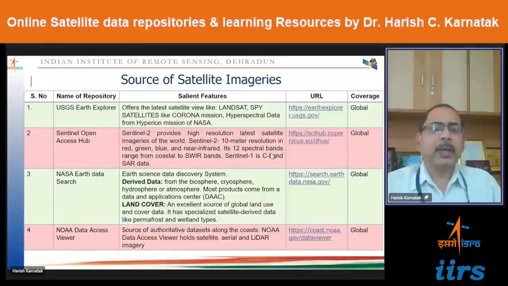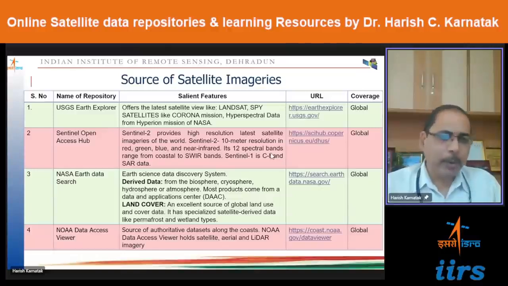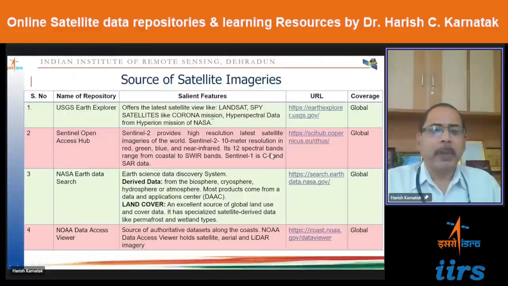In addition to that, we have the satellite data repositories globally. I have listed just a few of them here. I will not read them because I'm going to share this slide under the e-class portal, under the study material, so you can download it. But quickly I will tell you, suppose you are interested in satellite data, please look into the website called USGS Earth Explorer. This is the URL of the website. They provide satellite data from the Landsat mission of NASA, space satellites like the Corona missions, and hyperspectral data from the Hyperion mission. Free of cost, you can download the data.